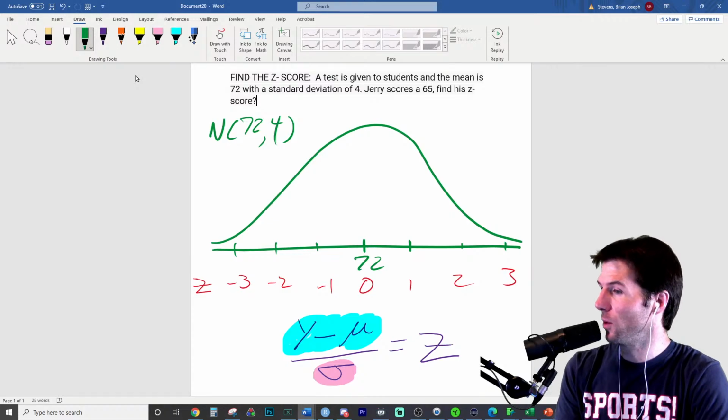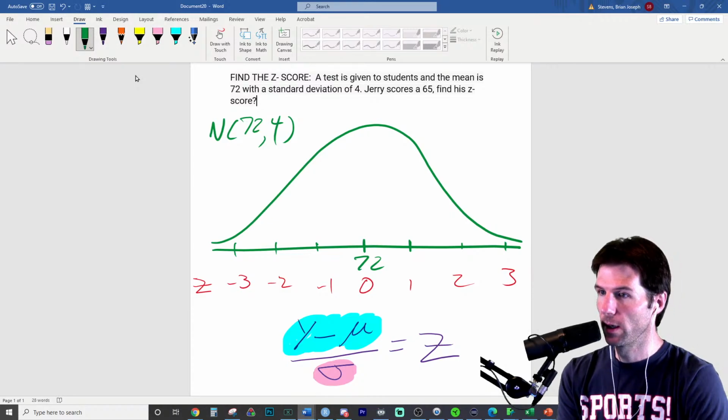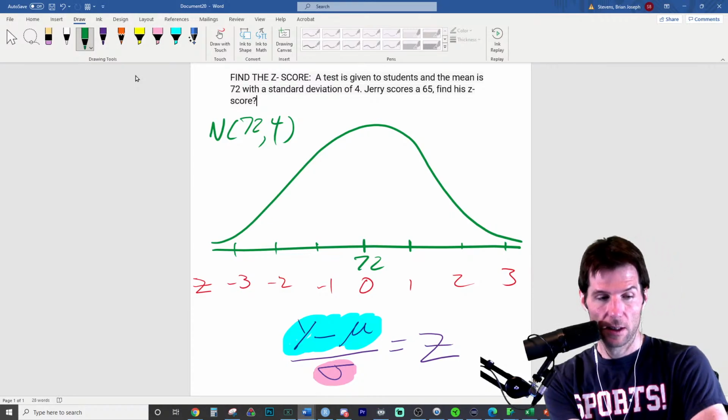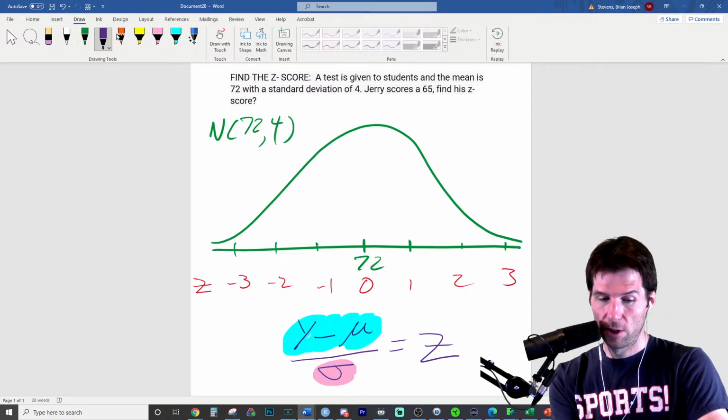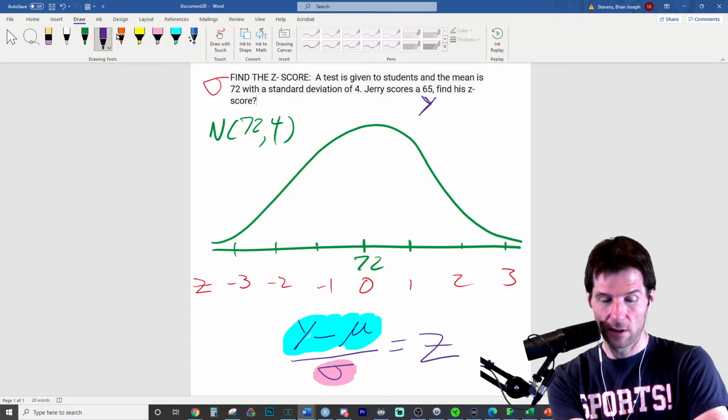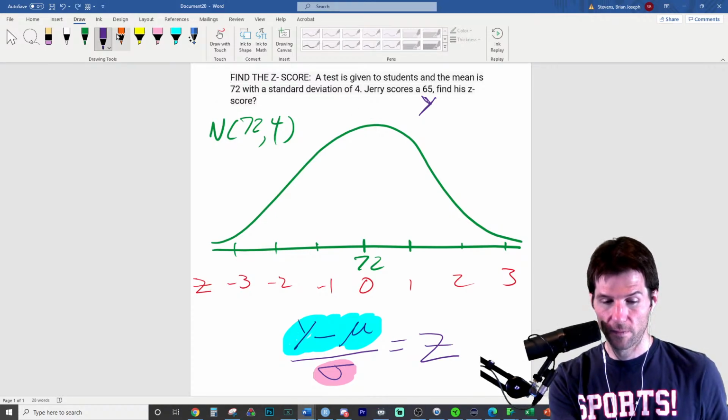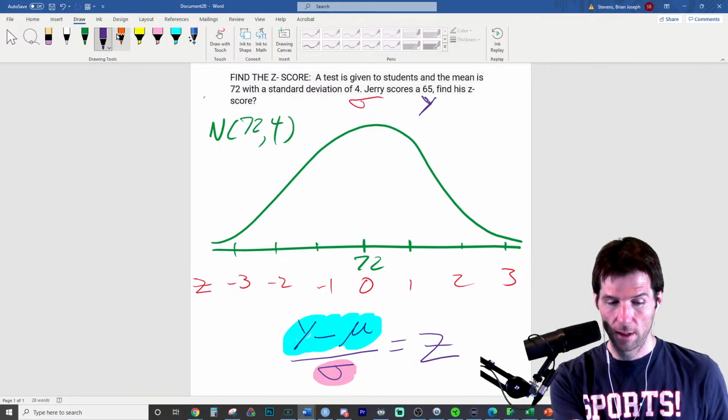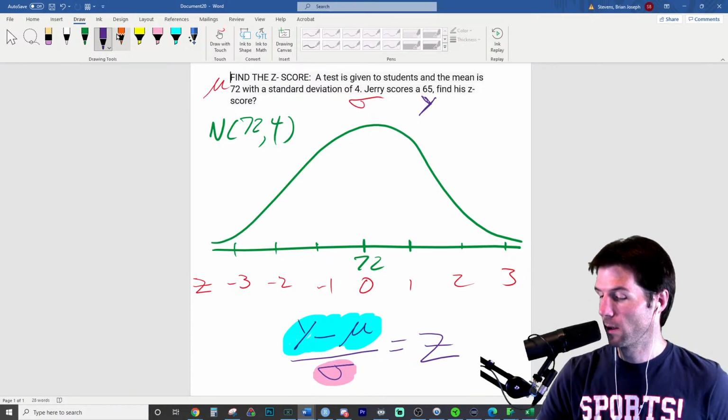The z-score was -2 on the last one. So what is the z-score on this one? Take your numbers. Here, I'll give you a hint. I'm going to draw on this. Jerry made a 75. That's the y, that's the observation. The mean right here is 75, and the standard deviation is 4. And the mean is 72.